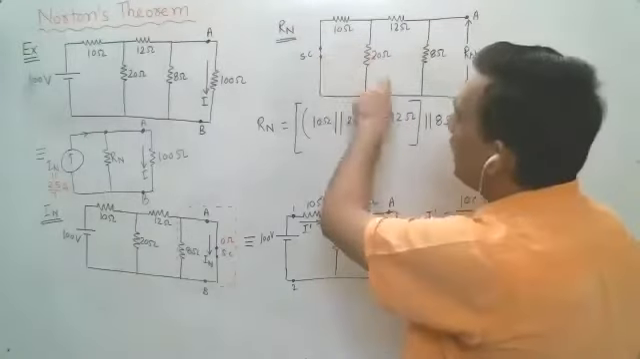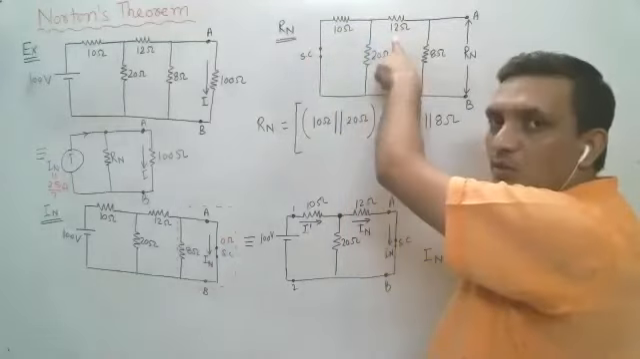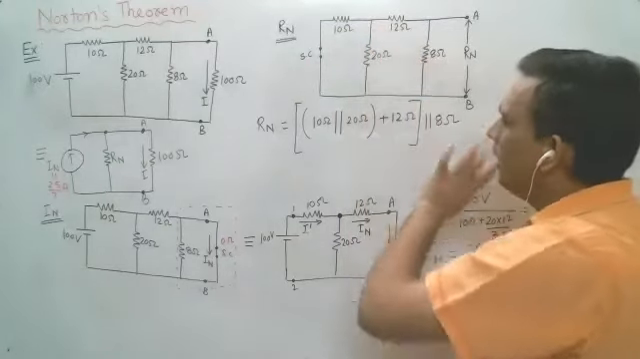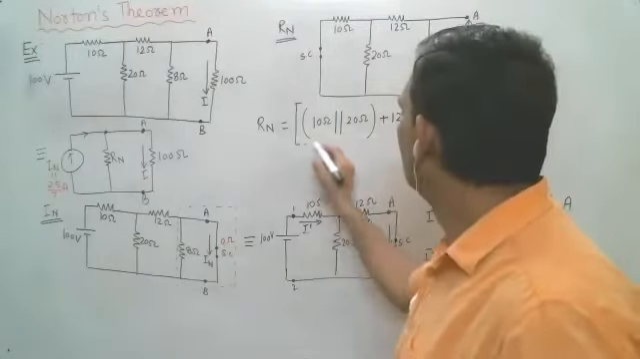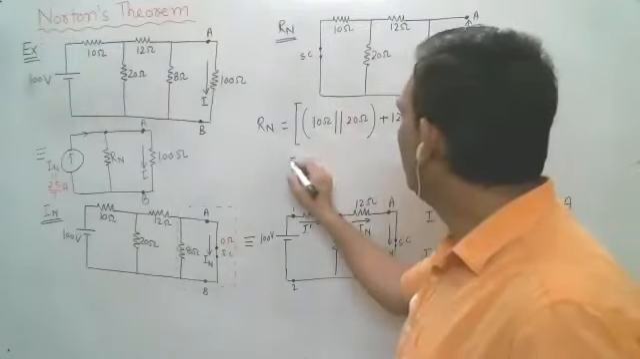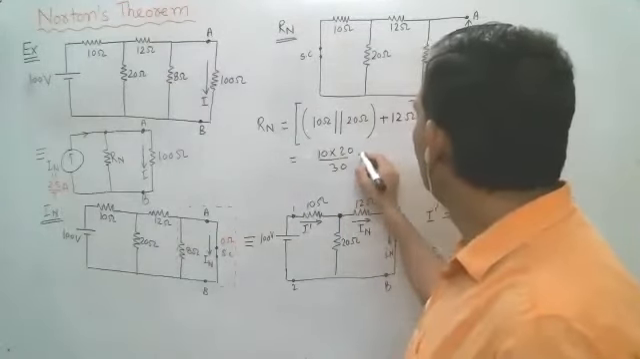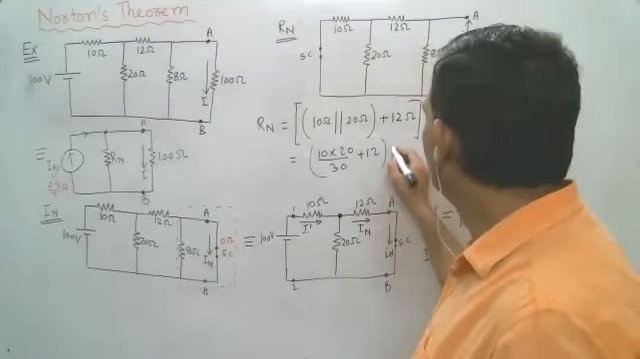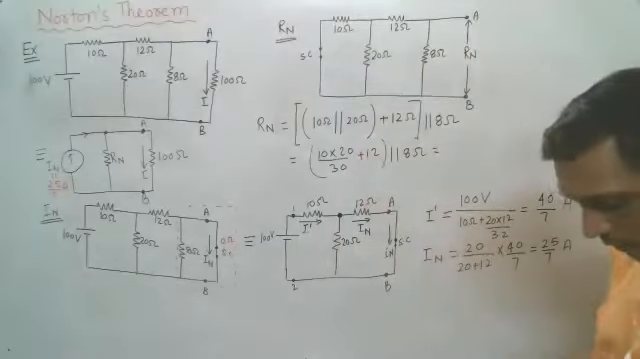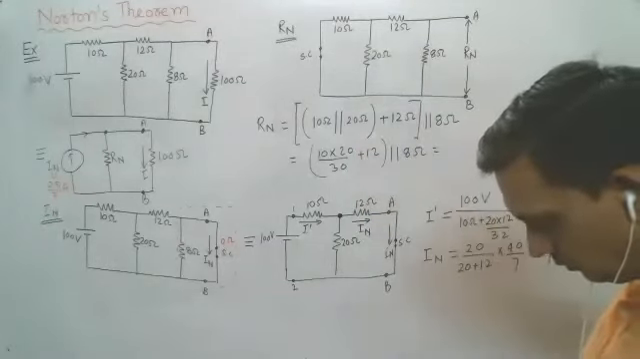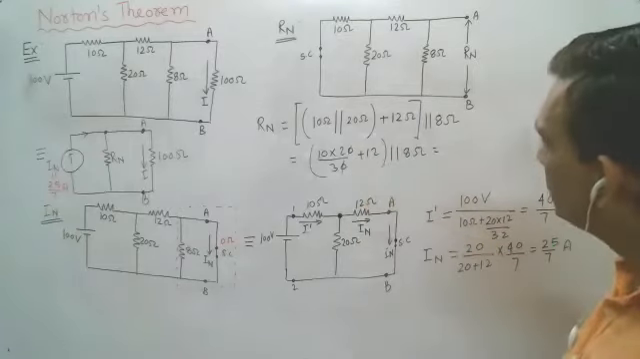You have to see series parallel combination. So 10 ohm and 20 ohm, they are in parallel. So their equivalent is in series with 12 ohm and then they are parallel with 8 ohm. So you can easily calculate. So this value will be 10 into 20 by 30 plus 12, parallel to 8 ohm. And this value will be 232 by 35. What will be this value?